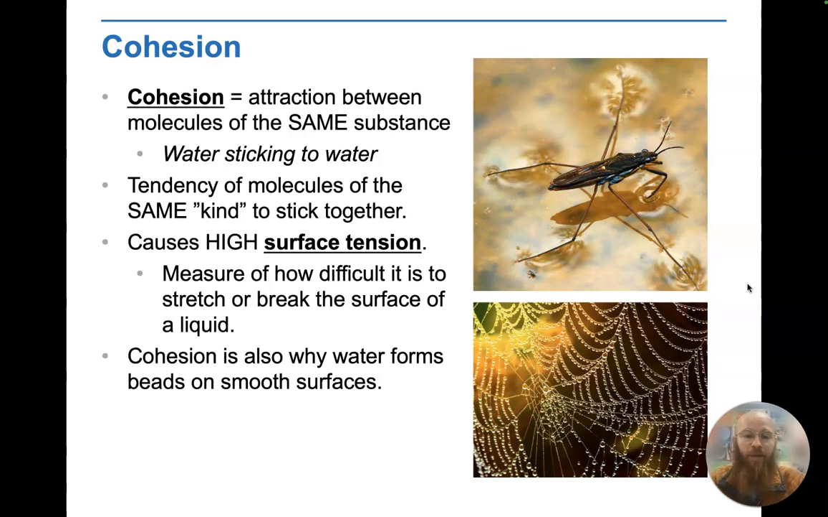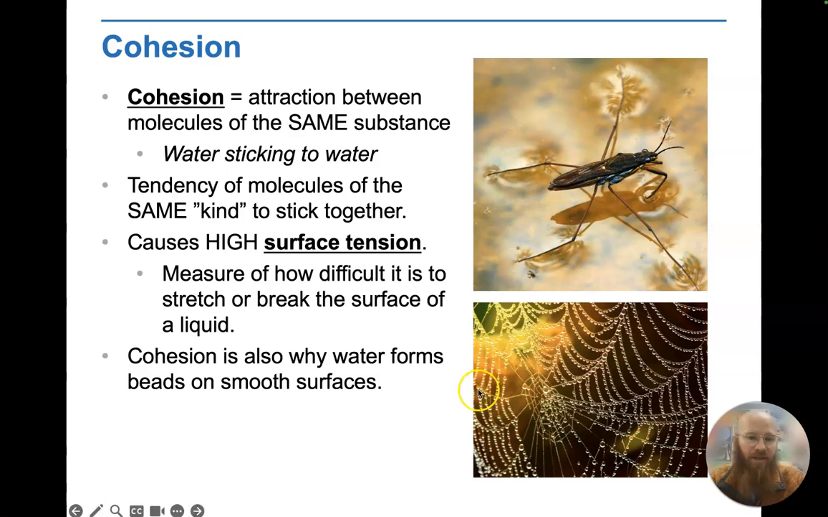Cohesion also happens to be why water will form beads on smooth surfaces. And so a couple of examples to your right of cohesion would be the surface tension of water, which allows really light objects or organisms like this bug to actually float on or walk on the surface of water because it doesn't have enough mass to break the surface tension of water.